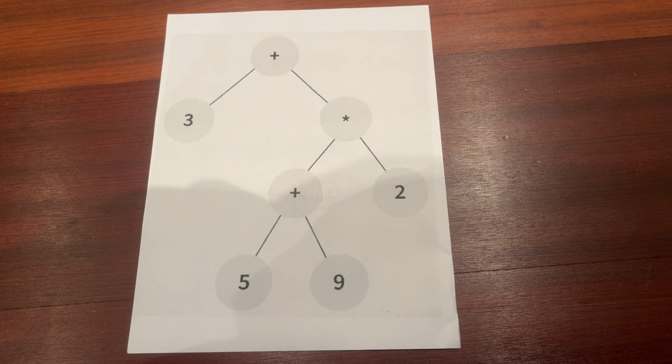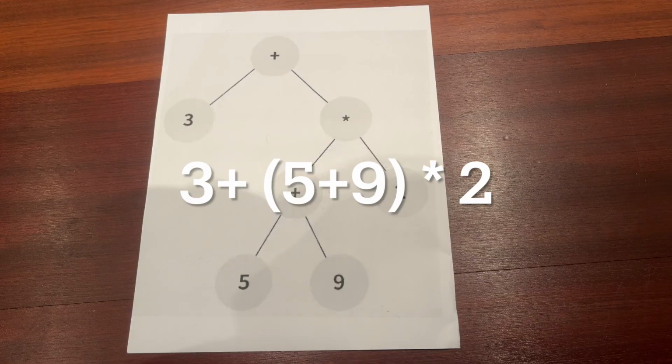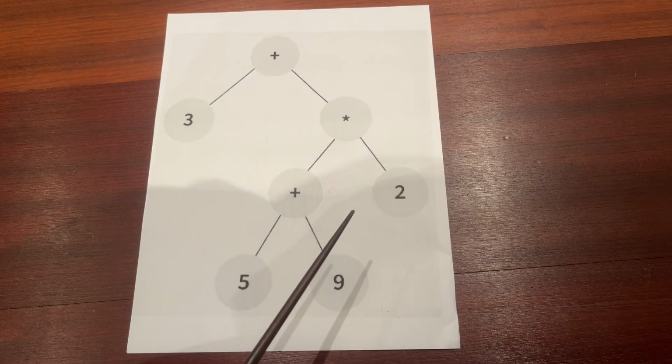To better understand this, we can look at a binary expression tree. This tree represents the expression displayed on screen, 3 plus 5 plus 9 times 2. To convert this into postfix notation, we will follow a process called post-ordered traversal. This means we evaluate the left child of the tree, then the right side, and finally the root operator. This is the general rule for any tree presented within this giant tree.